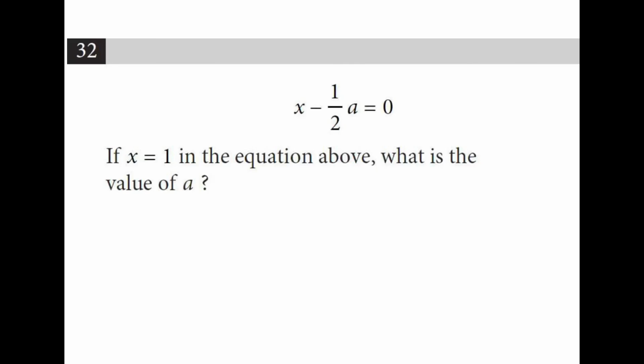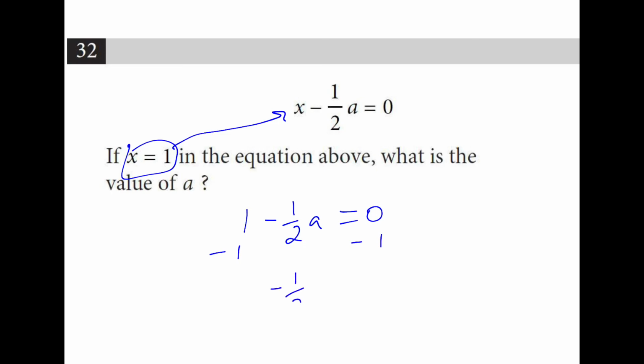If x is equal to 1 in the equation above, what is the value of a? So I'm going to substitute here. 1 minus -1/2 a is equal to 0. The first thing I do is I subtract 1 from both sides. The next thing I do is I'm going to multiply by the reciprocal. So that's 2 over 1. And I could do it all in one step by multiplying by -2 over 1 if I wanted to. This gives me that a is equal to +2.